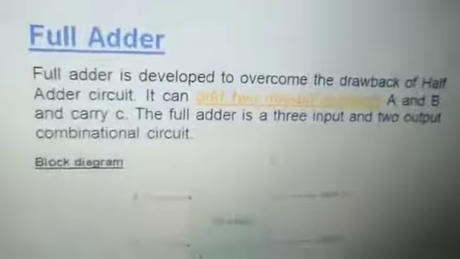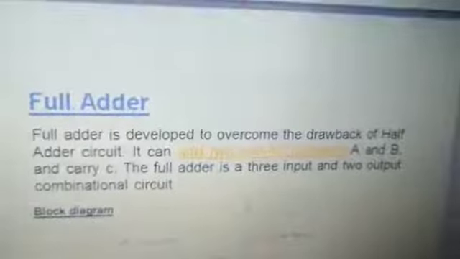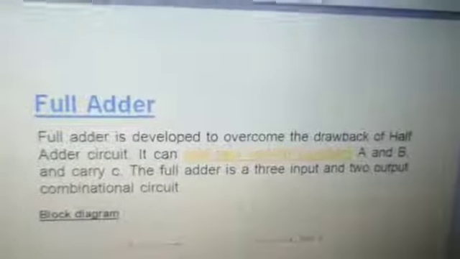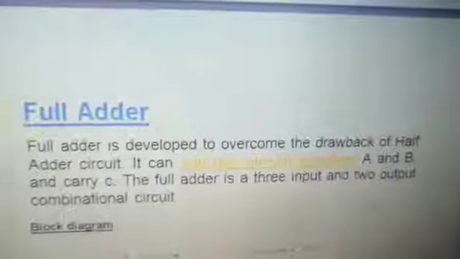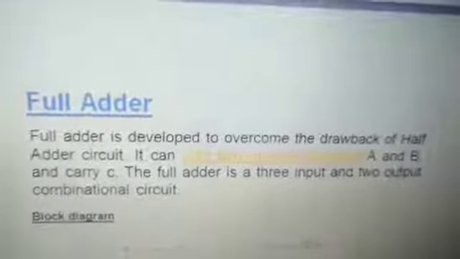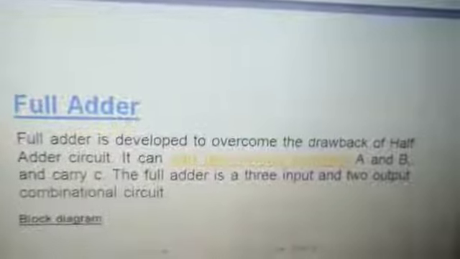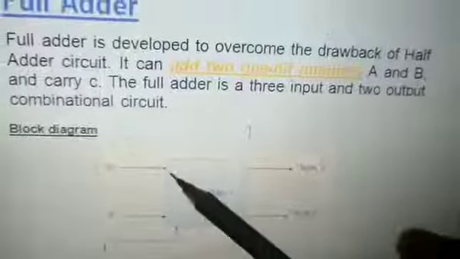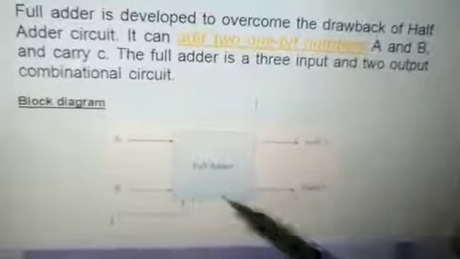Now come to the full adder part. In the case of the full adder, what are we doing? The full adder helps to remove the drawback of the half adder, because using the half adder we can only add single-bit binary numbers. But using the full adder we can add two-bit information. Say A and B are there. Why is C there? What is C for?